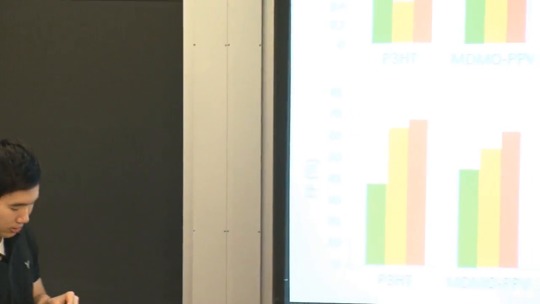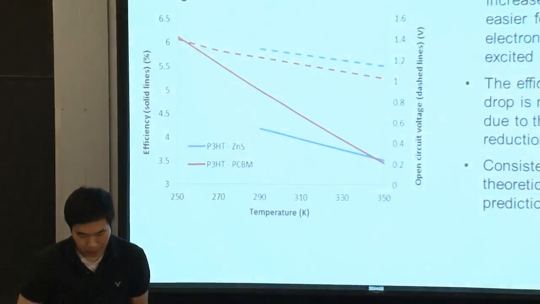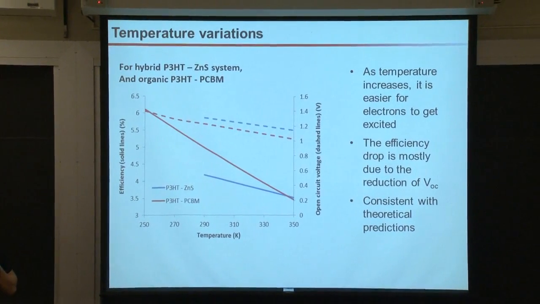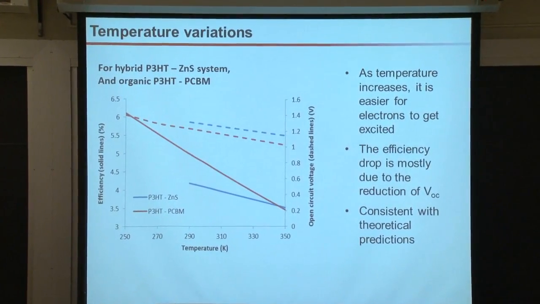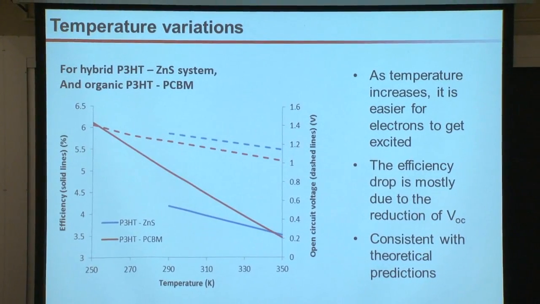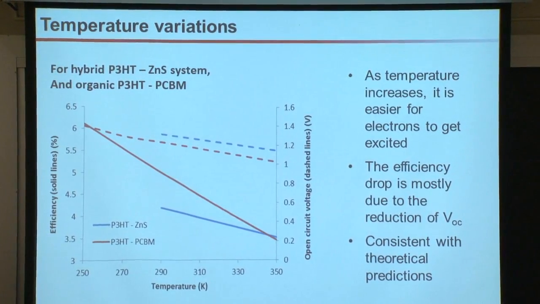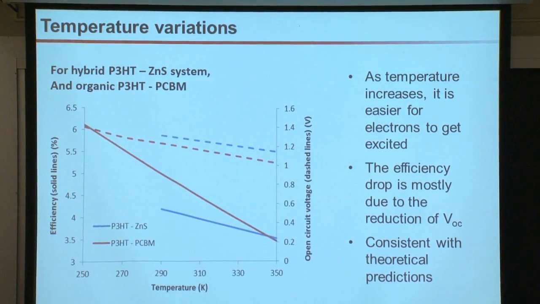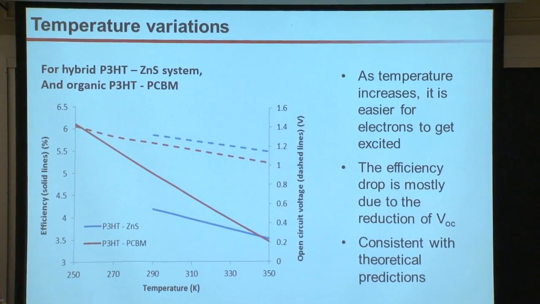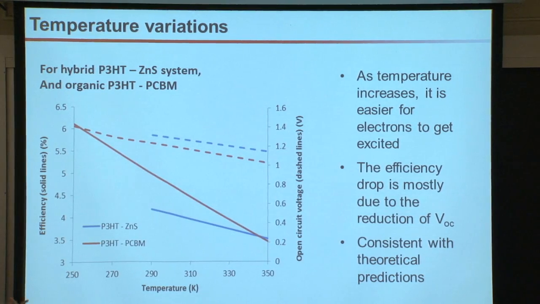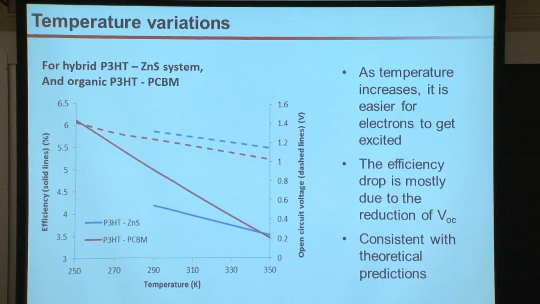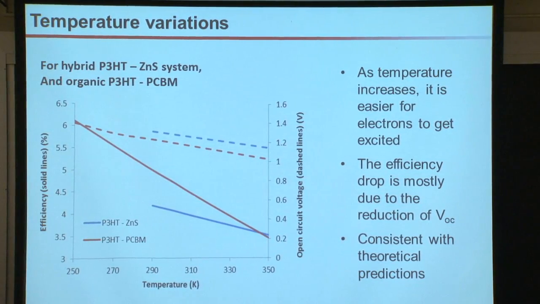So this is where the detailed study comes. The first thing we have looked at is the temperature effect. Only a representative figure is shown here. As you learned in the class, if we increase the temperature from 250 to 350, the efficiency and the open circuit voltage are decreasing. And this is kind of expected.